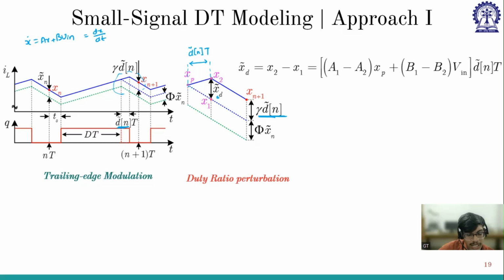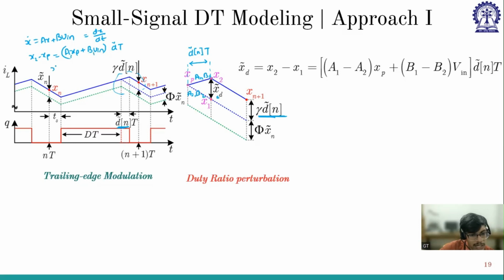So if I consider the same thing, I'll get two equations. One is x2 minus xp is equal to a into xp plus b into v into time period, which is d perturb t. Similarly, I'll get it for x1. One thing you should be clear about: this is on time, so the matrices are a1, b1, and this is off time, so the matrices are a2, b2.